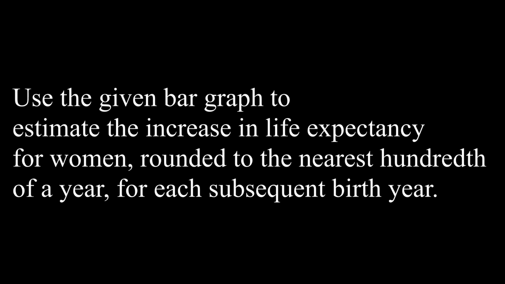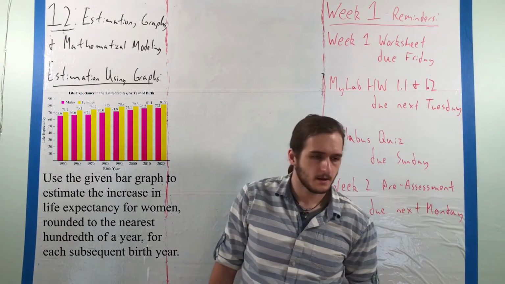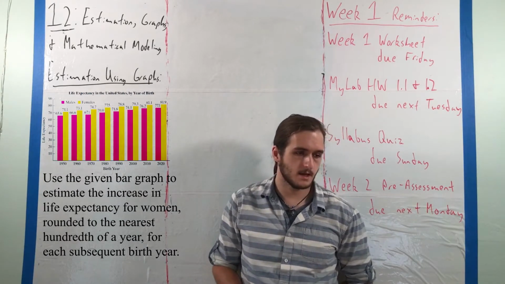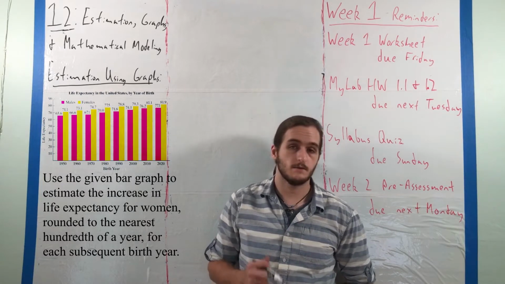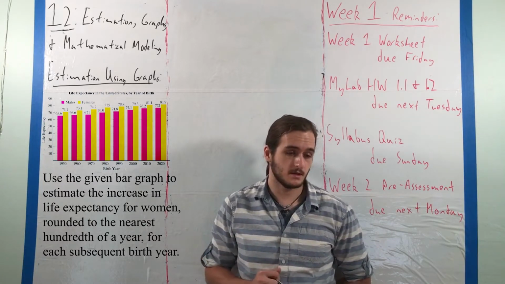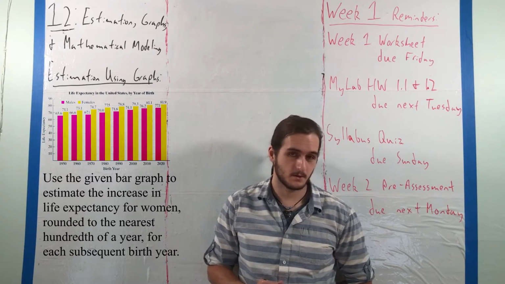So the example we'll look at here is one where we have a bar graph that lists data on life expectancy in the United States by gender since the year 1950, where we have a couple different parts to this problem. The first thing we want to do is estimate the increase in life expectancy for women, rounded to the nearest hundredth of a year each subsequent birth year.